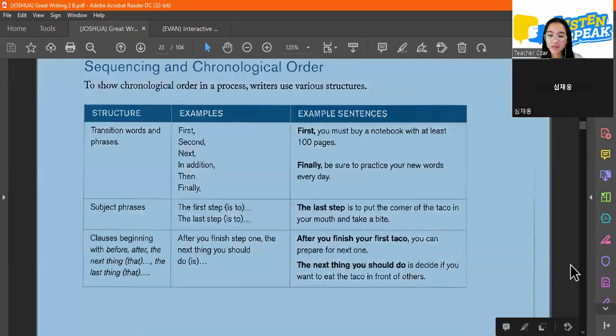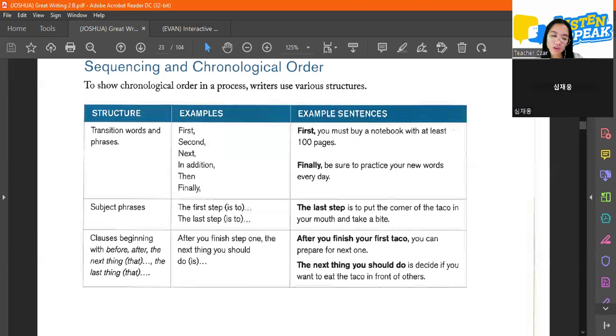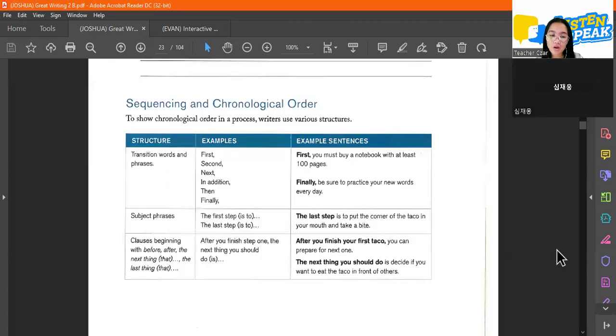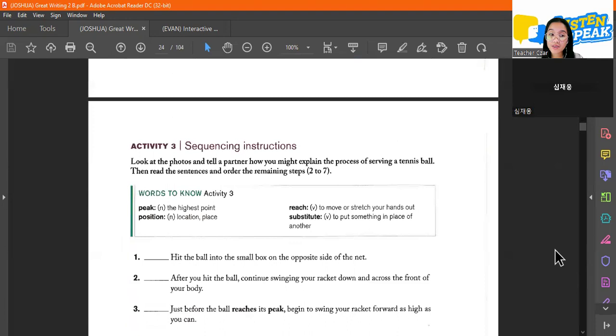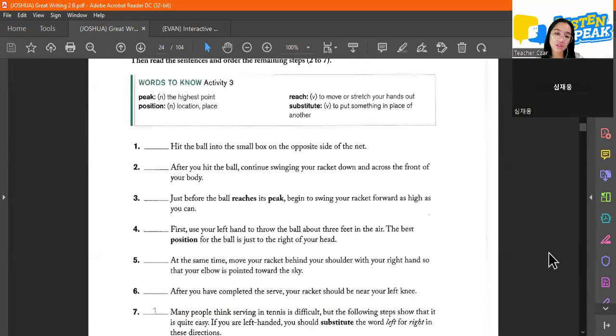No. So now we don't have much time to finish this. And remember, in our next class, you will be having activity 3, where you will have a lot of activity. And that will be all for tonight's class.